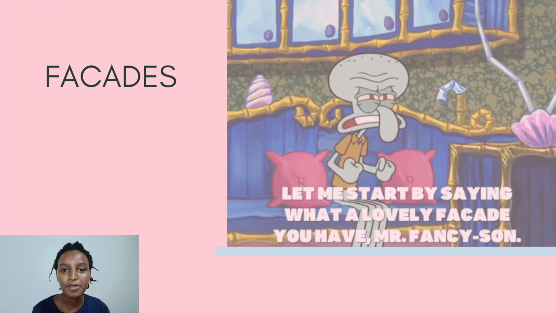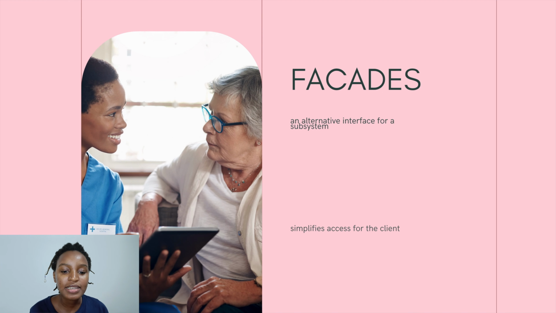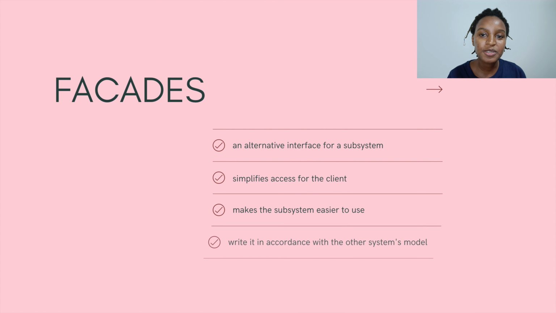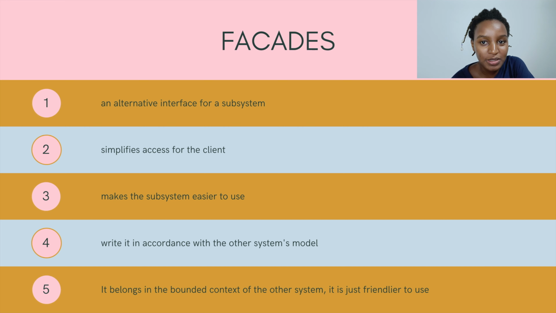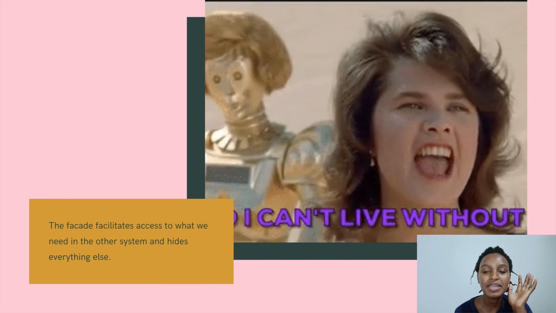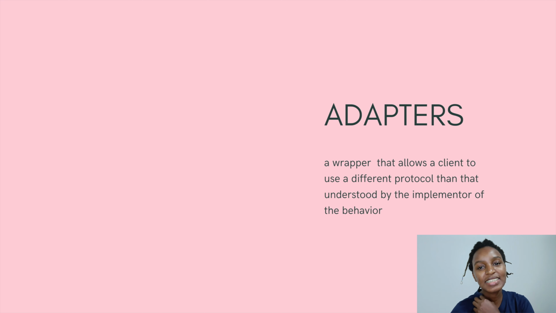These are some things you need to know about facades. For one, as I mentioned before, they're an alternative interface for a subsystem. They are ideally there to simplify access for a client and also make the subsystem easier to use. Every time you're writing facades, remember to write them in accordance with the other system's model. Above all, you need to remember that a facade belongs to the other system's bounded context. It is just friendlier to use than the other system you're trying to interface with. The facade facilitates access to what we need to use from the other system and hides everything else. Because of this, the other model stays the same. We can leave it as is without interfering with it, but also end up not getting anything that we don't want. Next, let's look at adapters.